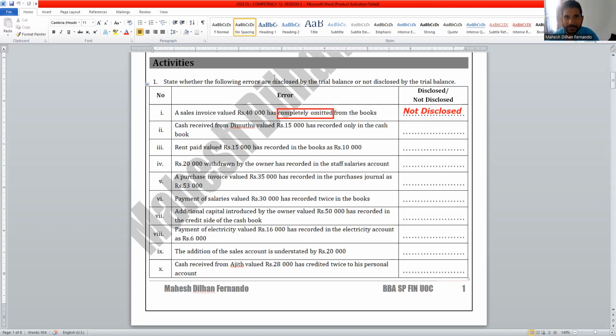Second one. Cash received from Dimuthu valued 15,000 has been recorded only in the cash account. Again, it is not recorded in the other account. Now think, what did sir tell you? If the error is influencing a single account, that error affects the agreement. Therefore, this error is disclosed.